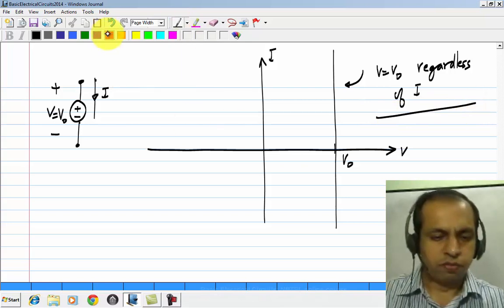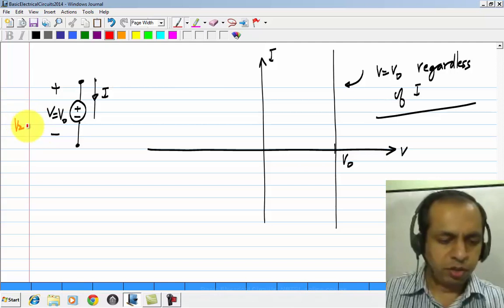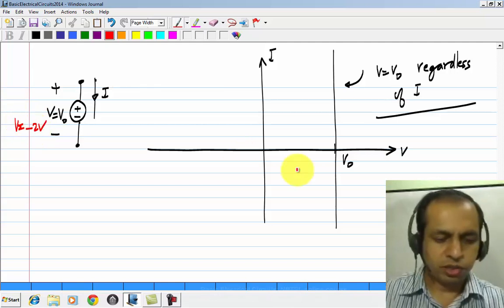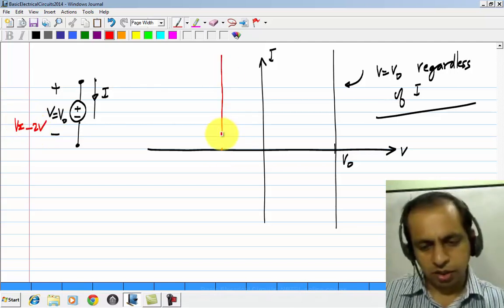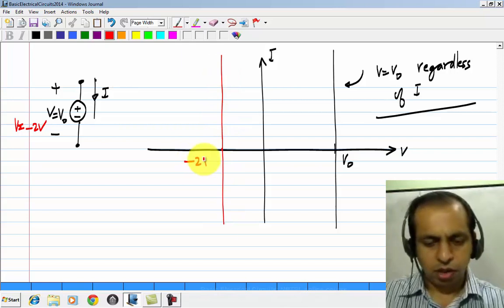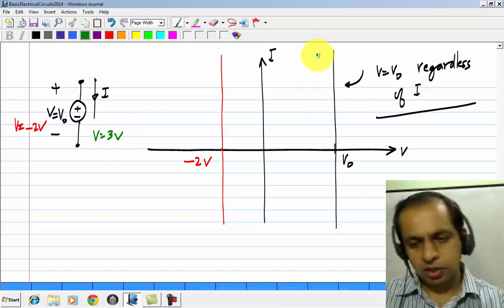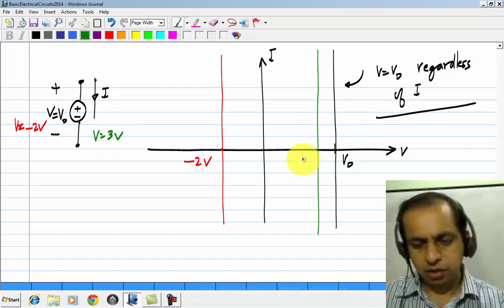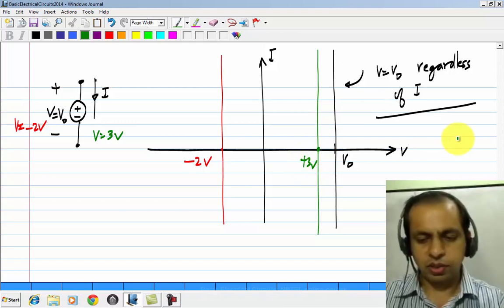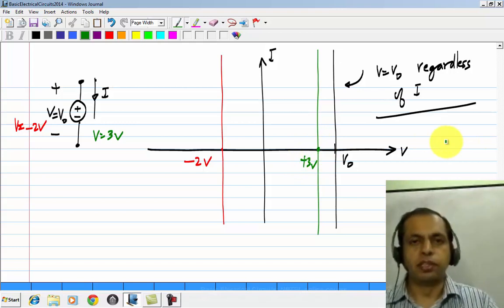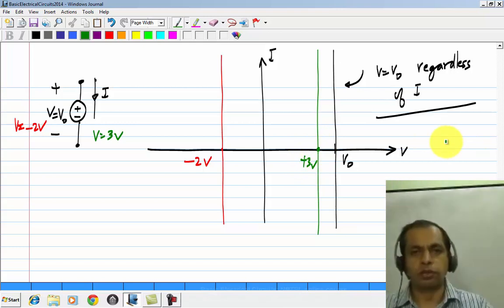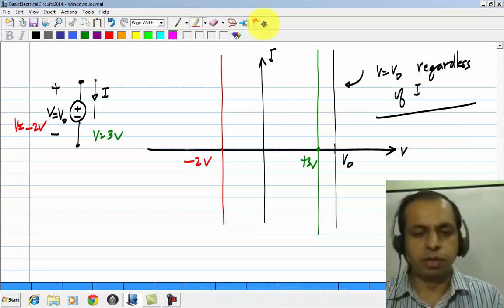Now, if V happens to be minus 2 volts, then this vertical line would be at minus 2 volts. If V happens to be 3 volts, the vertical line will be at plus 3 volts. So, this is what the characteristic of a voltage source looks like graphically. This voltage source will be used in circuits to establish a certain voltage between some given terminals.